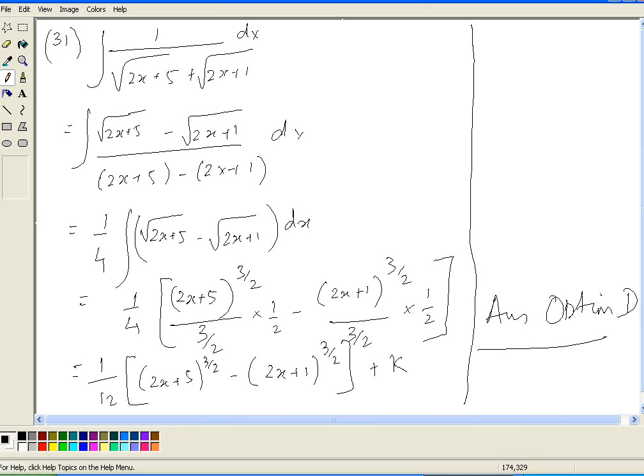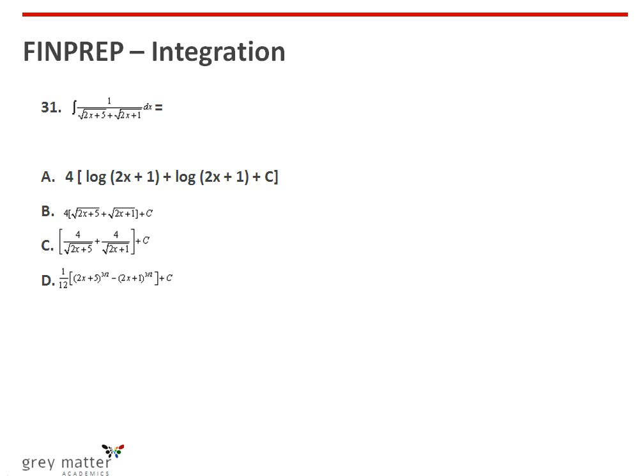So with the result you will have from the denominator 4 coming out. We can write it as 1 by 4 integral square root of 2x plus 5 minus square root of 2x plus 1 dx. So on simplifying all these things, we get the answer as 1 by 12 (2x plus 5) whole power 3 by 2 minus (2x plus 1) whole power 3 by 2 plus k. So the answer is option D. Going to our PowerPoint presentation, it is D. It says 1 by 12 of (2x plus 5) whole power 3 by 2 minus (2x plus 1) whole power 3 by 2 plus C.